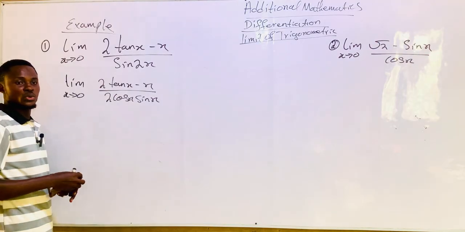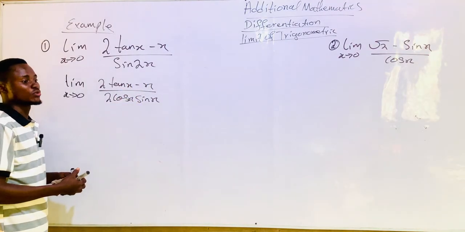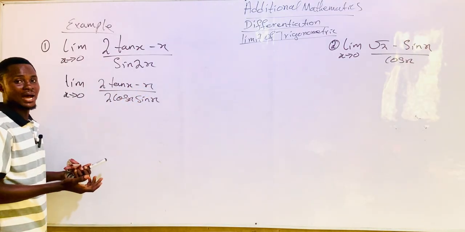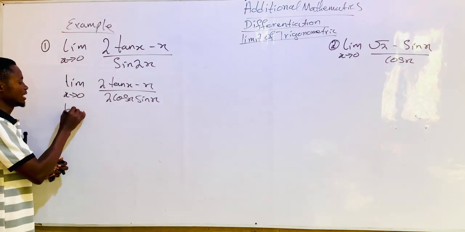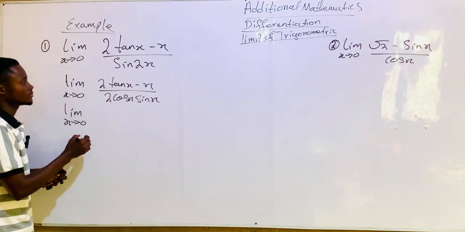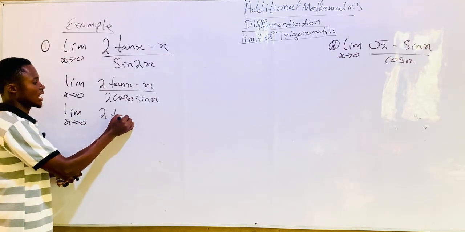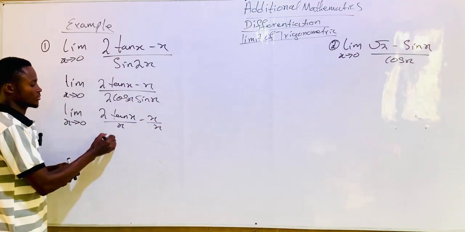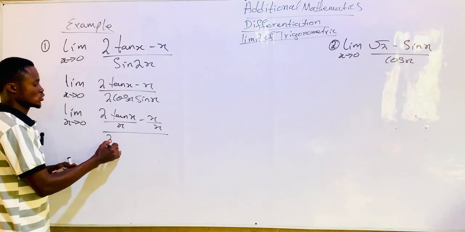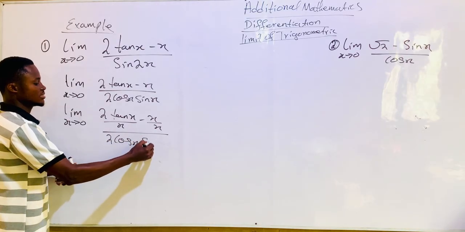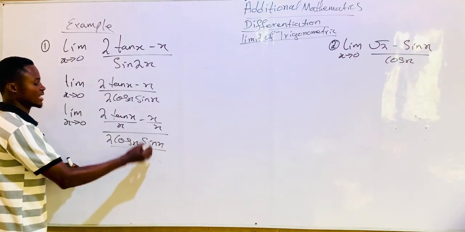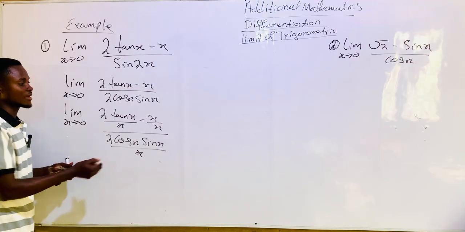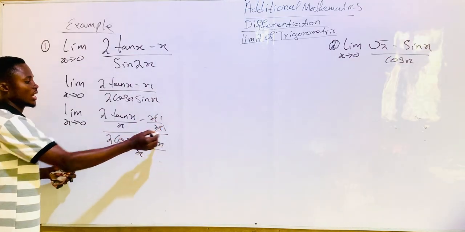The next thing we must do is divide through by the highest exponent of x. So we have only one, so we have to divide by x. We have the limit as x approaches 0 of (2 tan x all over x minus x all over x) all over (2 cos x sine x all over x). Now, as we have divided through by x, the next step is to cancel out, so there will be 1, 1.